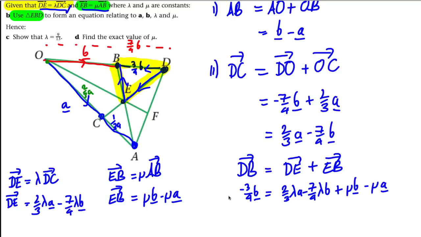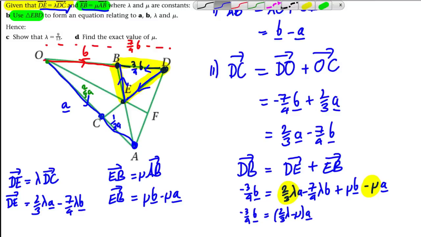Okay, so let's collect all like terms. Let's collect everything up together. Let's leave the negative 3/4 B here. How many A's have we got on the right hand side? Well, we've got 2/3 lambda and we've got subtract mu. So how many A's have we got? 2/3 lambda subtract mu lots of A. And let's do how many lots of B have we got? Well, we've got minus 7/4 lambda plus mu, which I might write as plus mu minus 7/4 lambda lots of B.